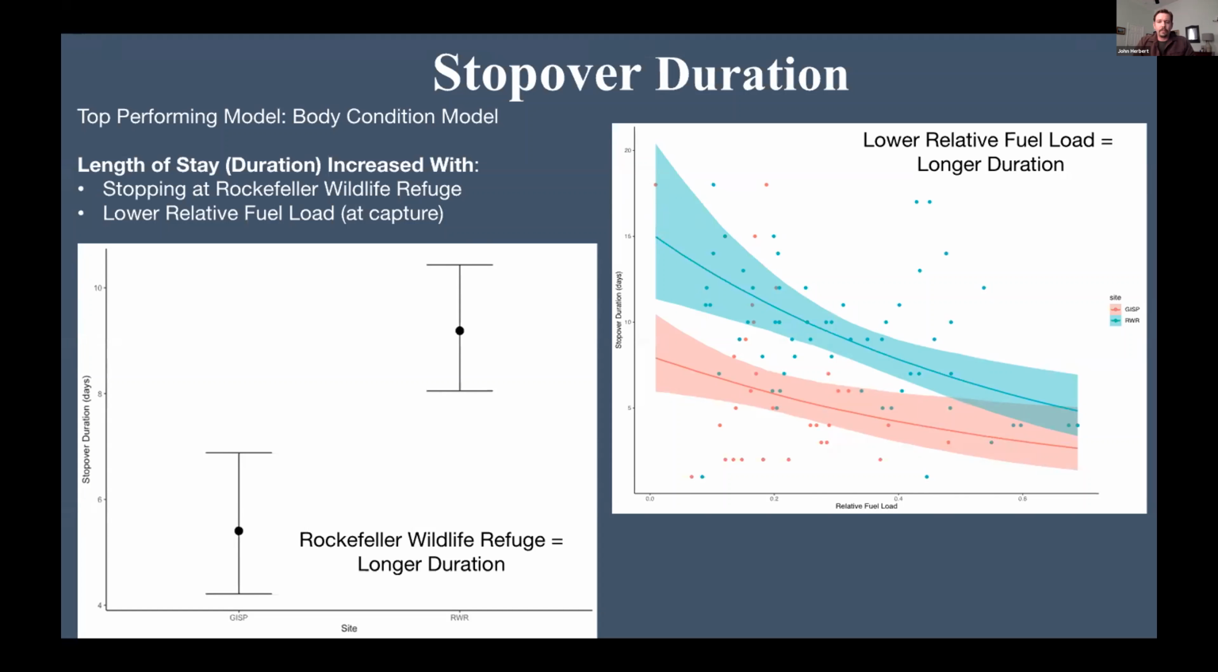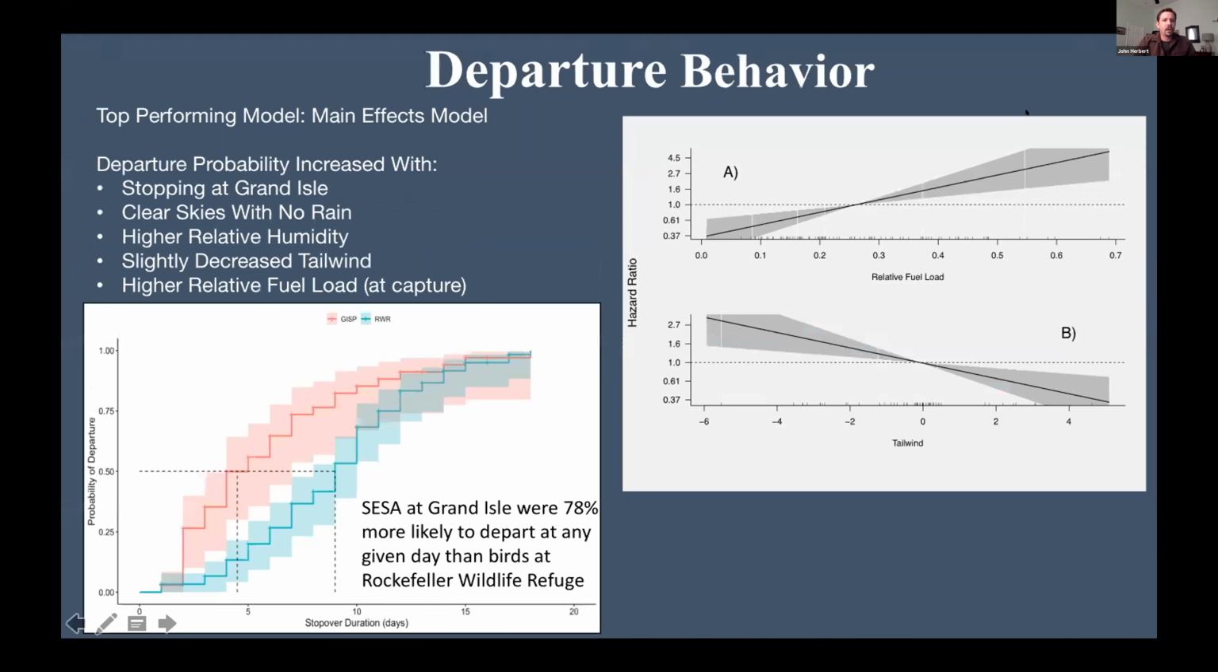But as soon as they are ready to move on, they move on at a much quicker pace when stopping at Grand Isle. And then departure. Again, we found our main effects model is the top performing model, but what influenced departure probabilities was stopping at Grand Isle. So on any given day, CISA at Grand Isle were 78% more likely to depart than individuals at Rockefeller.